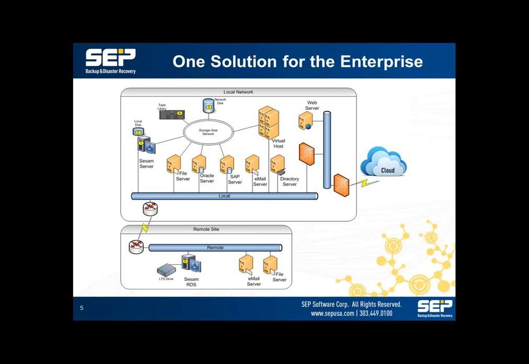We can also back up to the cloud. We can go through multiple firewalls. One of the cool things that we can do is only use a couple ports to do all of this communication, whether we're pushing data to the cloud or pulling data from the cloud. We only need 2 ports open to do so.